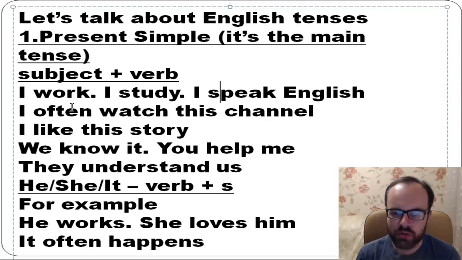You need to remember one rule. If you have he, she, it, you add s. You put s after a verb. So, for example, look: he works. She loves him. Don't forget to put s if it's he, she, it. It often happens. It's very important.